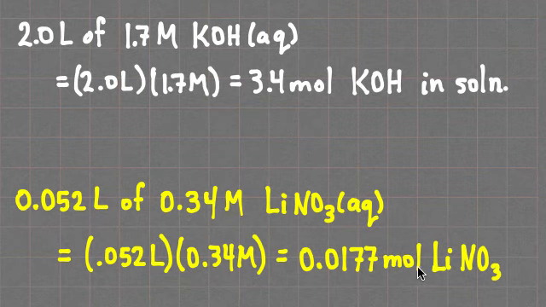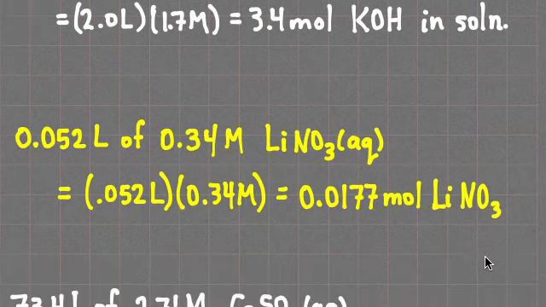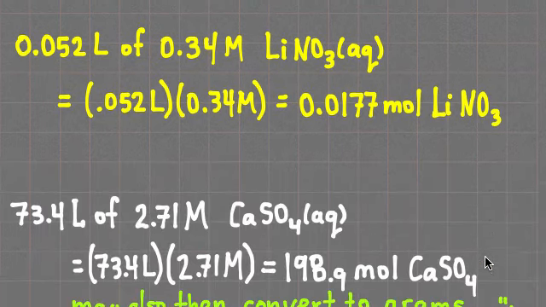And this would be 0.0177 moles of lithium ion and also 0.0177 moles of nitrate ion. So there's a whole bunch of ions floating around in the water as those ionic species bust up.